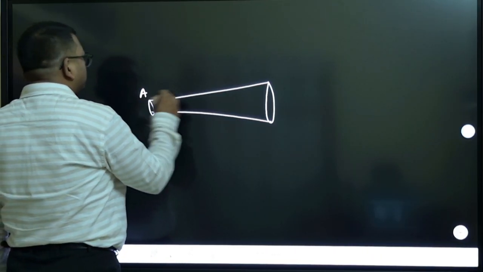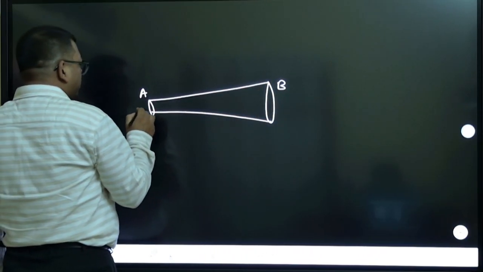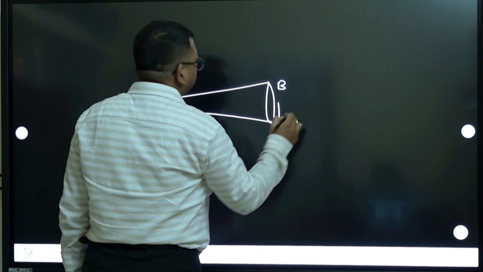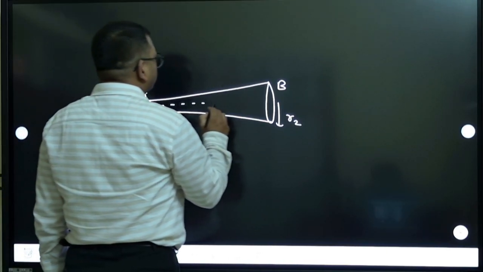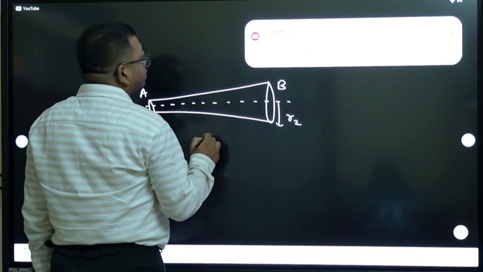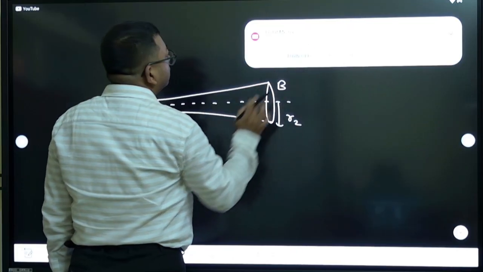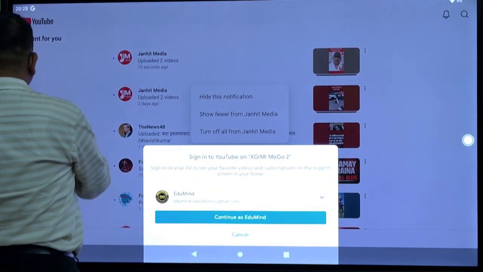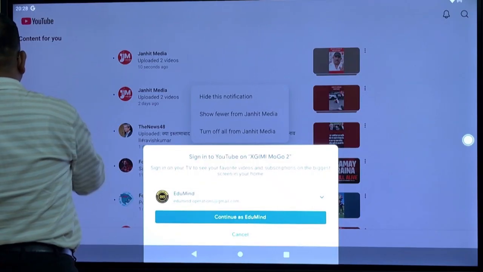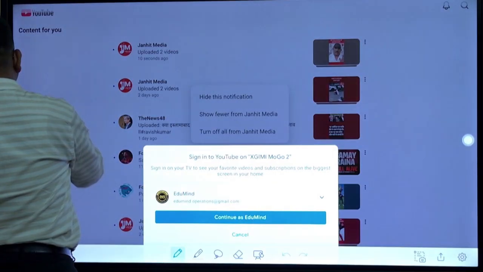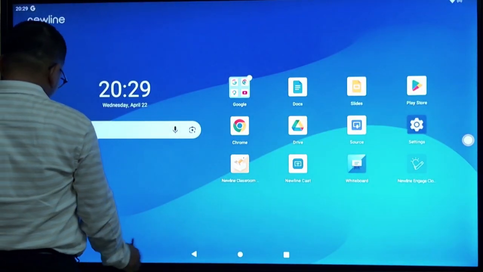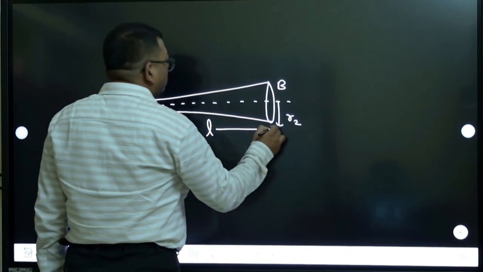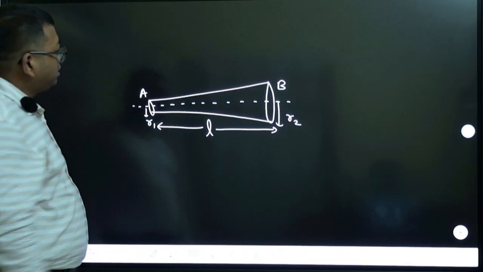Suppose this point is A and this point is B. Let us say that here the radius is R1, and here the wire radius is R2. This is the axis of this wire, and the length L is the length of this wire.